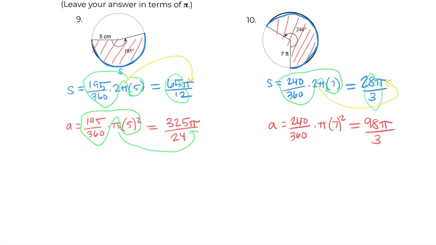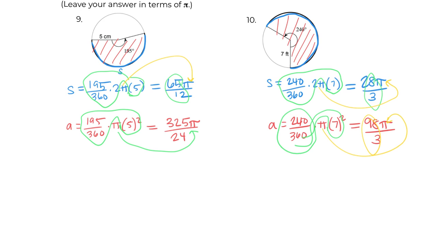Okay. And then on number 10, once again, we're doing percentage of the circle times the area of the circle, which is pi times 7 squared. I'm going to multiply everything except the pi, get my fraction, and then multiply the pi at the end.